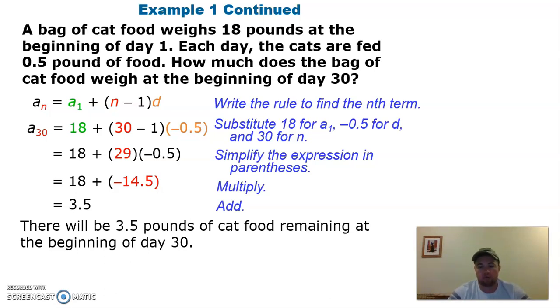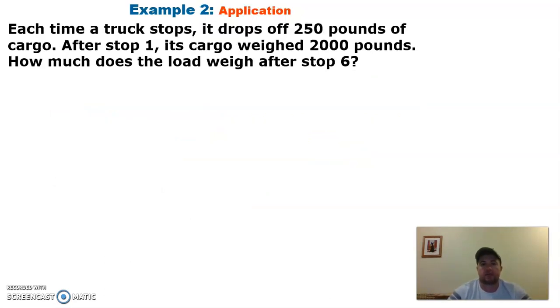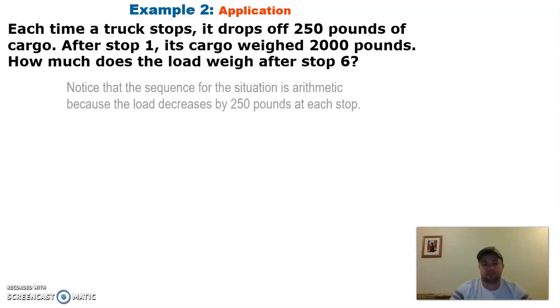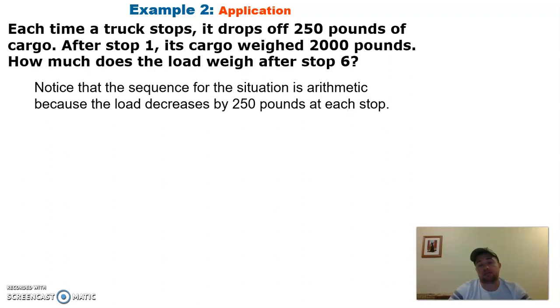Let's look at one more word problem together. So each time a truck stops, it drops off 250 pounds of cargo. After stop 1, its cargo weighed 2,000 pounds. How much does the load weigh after stop 6? So the sequence is arithmetic because I'm losing the same amount of weight from the cargo every single time.